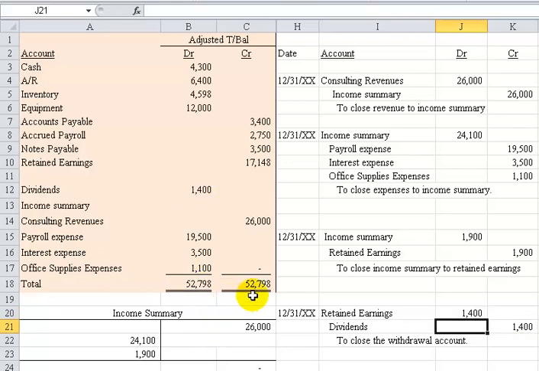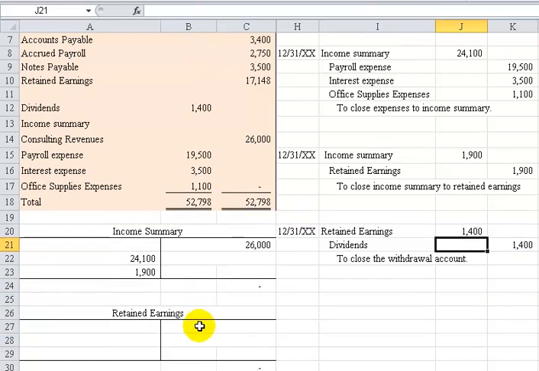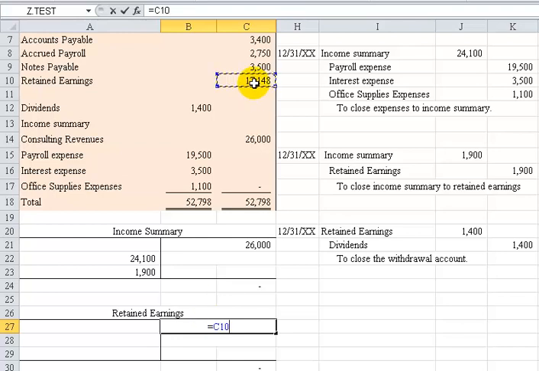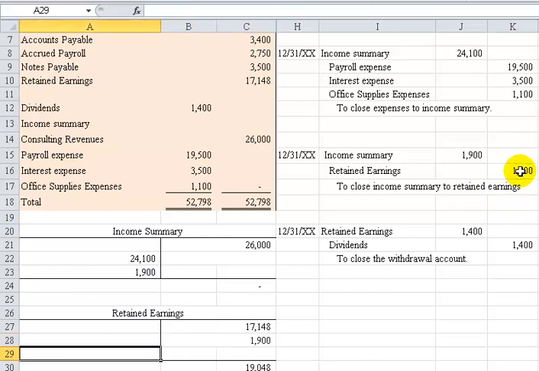Now when I'm done with that, I can post all those entries to retained earnings. Let me just slide down and show you what that would look like. Retained earnings had a beginning balance of $17,148. And then we've made two closing entries, one posting income to it, so we get the $1,900 credit to retained earnings, and then the $1,400 debit to retained earnings. And as a result, retained earnings has a balance of $17,648 in this example.